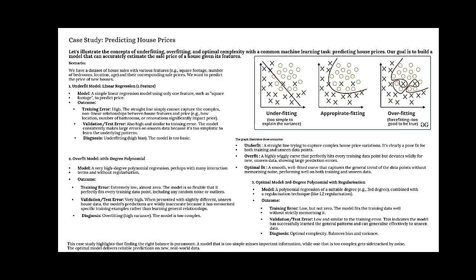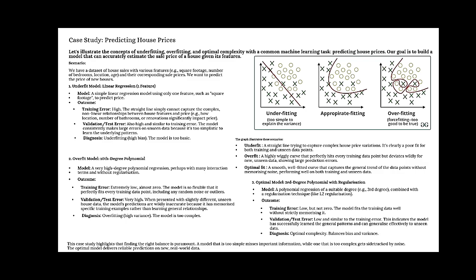Then there is the overfit model. Now imagine we use a 10-degree polynomial model. It will have almost zero training error because it memorizes every data point, including noise, but its predictions on new data will be wildly inaccurate. This is shown in the third image, labeled overfitting, where the line is described as force-fitting, too good to be true, because it wiggles erratically to hit every single point.